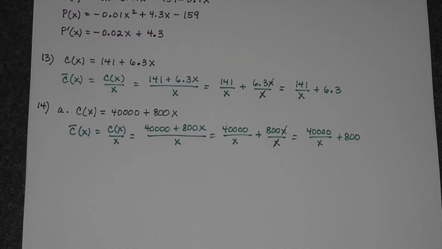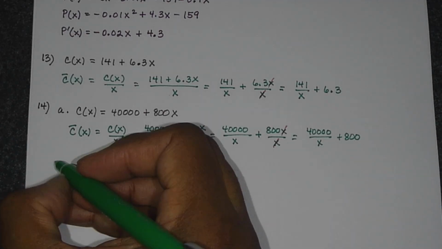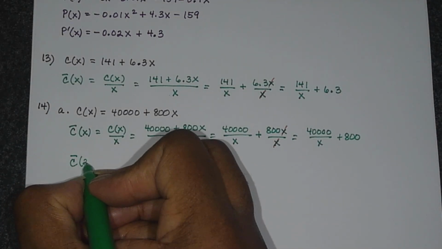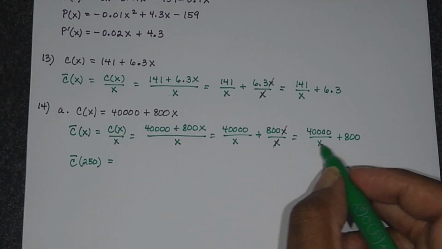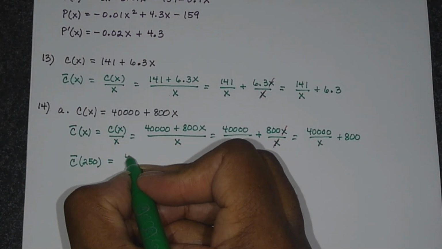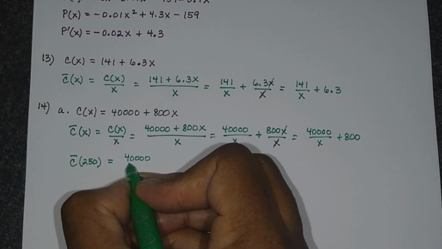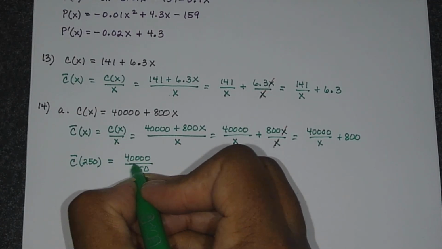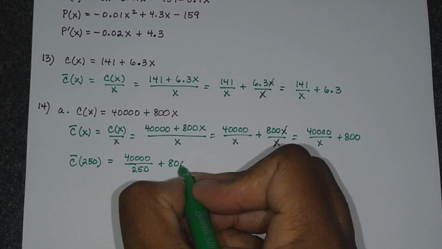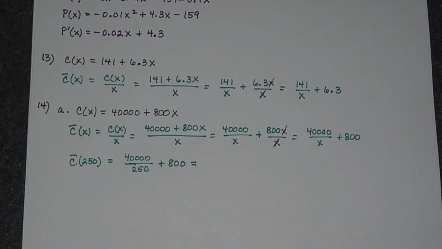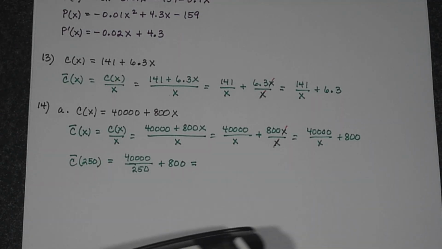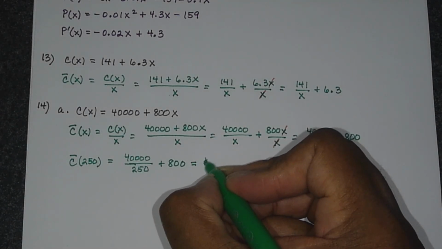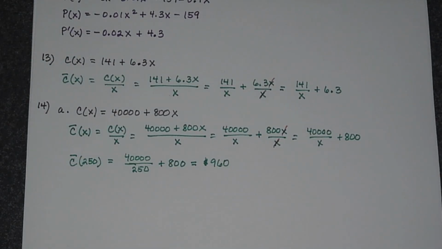And this is where 250 frames are produced. So C bar of 250, we'll take that and substitute the x with 250. So it'd be 40,000 divided by 250 plus 800. How much? 960. Okay. So that means the average cost per unit, if 250 frames are produced, would be $960. So that right there was part A.